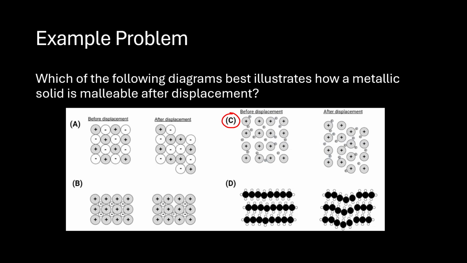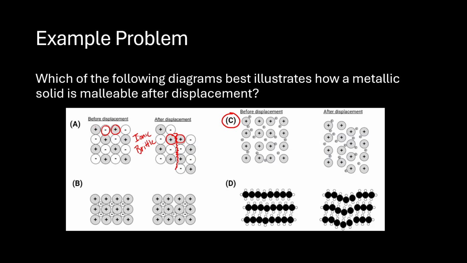If we look at A, we have a positive and a negative, so we have the negative charge, we have the positive charge, and after displacement, we have a positive charge right next to a positive charge, and so what's going to happen here is that it's going to fracture, and this is why ionic compounds are so brittle. So this one is an example of ionic, and this is why they are brittle. All right, that is not malleable, because it's going to break right here because it's not going to like to be next to the same charges.